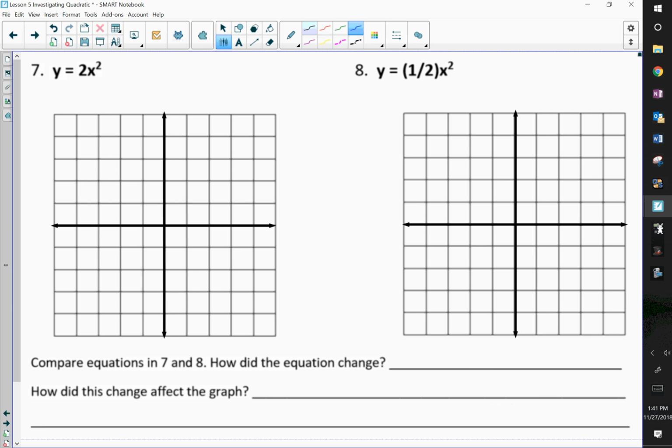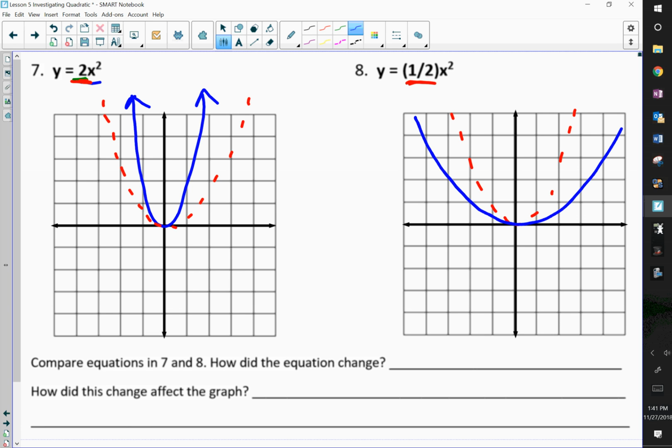Okay, so if you put y equals 2x squared into the calculator, what you should have noticed is the 2 on the outside made the U shape steeper. So here's the parent function. It would have looked like this. The new equation with the 2 on the outside makes the graph steeper. The 1/2 on the outside, here's the parent function. The 1/2 on the outside should have made the parabola or the graph wider.